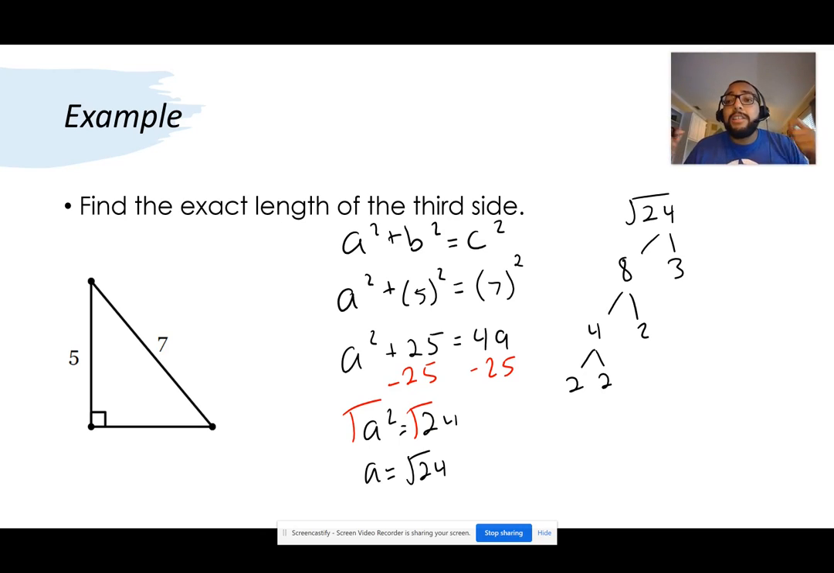Now, we're finding the square root. Since we're finding the square root, that means I'm looking for pairs. Now, I have a pair of 2's here. Let me mark those out. And, oh, I have a 2 and 3 left over. Let me go ahead and box those up.